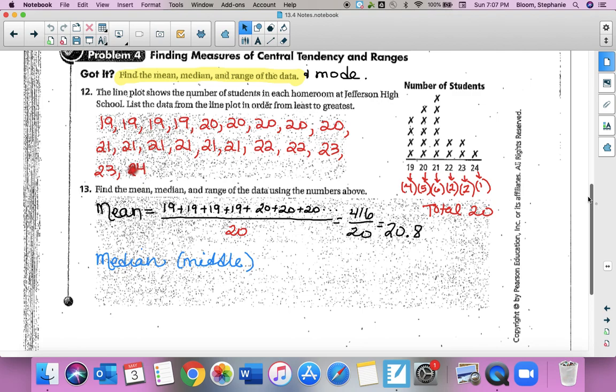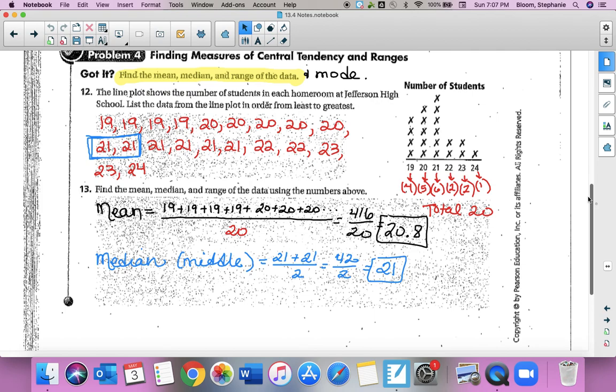So if you have an even number, your middle is going to sit between 2 numbers because there's not an exact middle with an even number. So what we're going to do is find the average between those 2, which just means add those 2 numbers up and divide by 2, since there are 2 numbers. So 42 divided by 2 is 21. So my median, my middle number, would be 21.